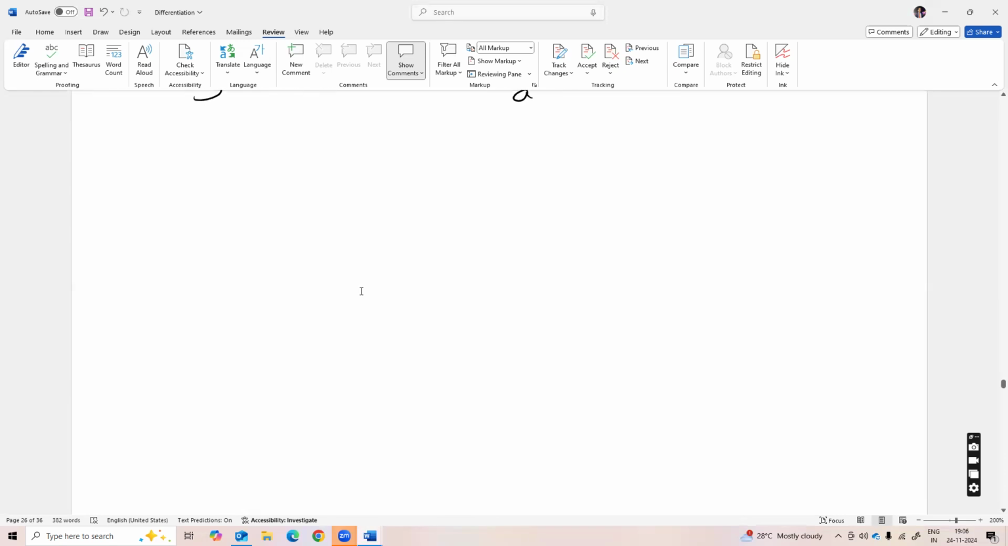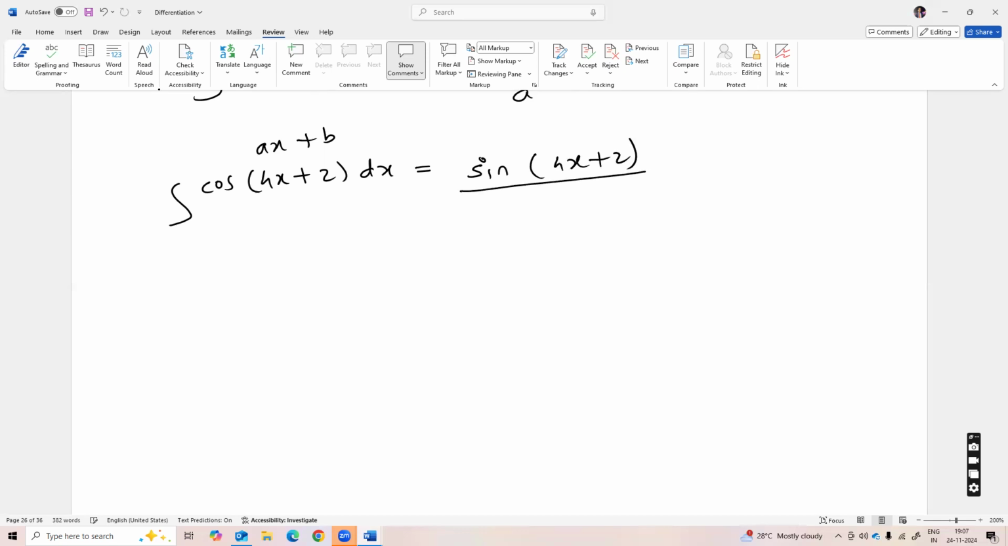So let's see a few examples to understand whatever we have learned. Let's say you have to find the integration of cos 4x plus 2 dx. The integration of cos ax plus b was sine ax plus b by a. So here a is 4, b is 2. So we have sine 4x plus 2 divided by a, which is 4, plus c.